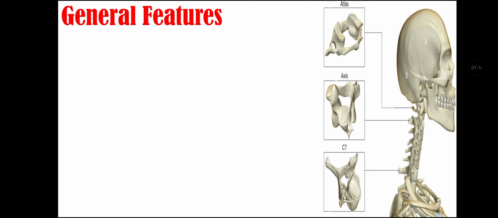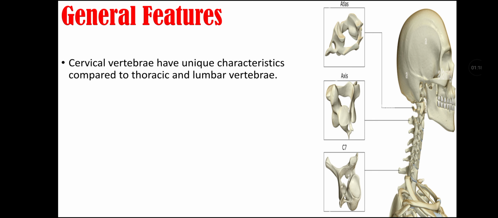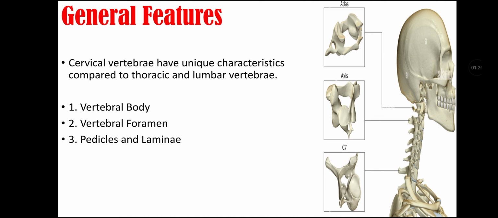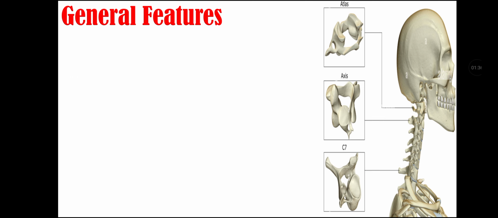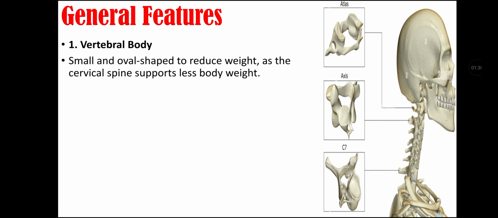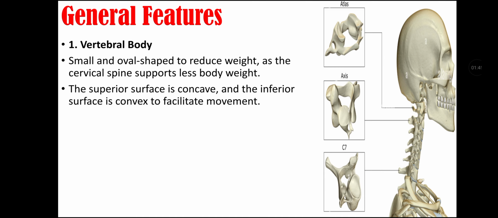General features of cervical vertebra. Cervical vertebra have unique characteristics compared to thoracic and lumbar vertebra. They include vertebral body, vertebral foramen, pedicles and laminae, spinous process and transverse process, and articular facets. Now let's talk about these features one by one. So first part is vertebral body. It is small and oval shaped to reduce weight as the cervical spine supports less body weight. Its superior surface is concave and inferior surface is convex to facilitate movement.